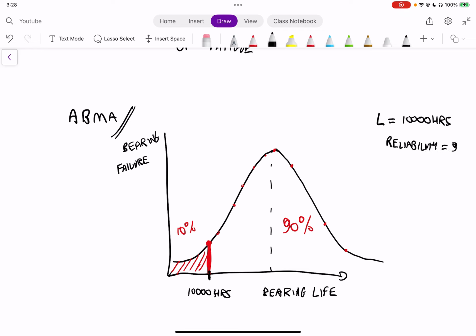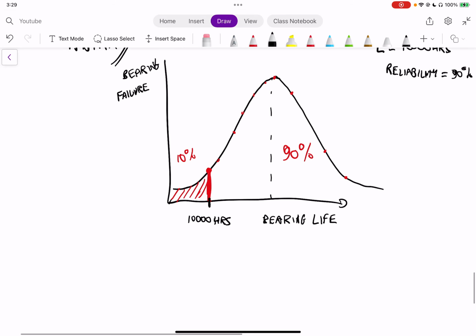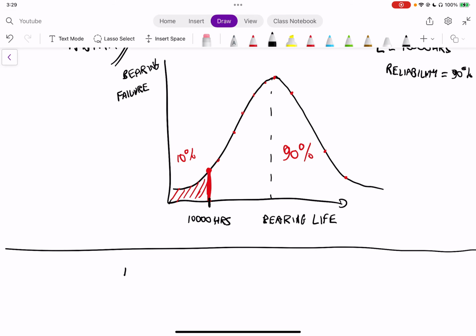of 90%. Okay, so what we're essentially saying is that we know that around 90% of the bearings are going to last 10,000 hours in this case. Okay, and this is just an example. It's not a real thing, but it's just an example to illustrate what's happening. So based on that, we can then talk about rating life.